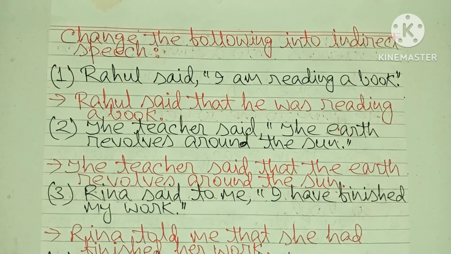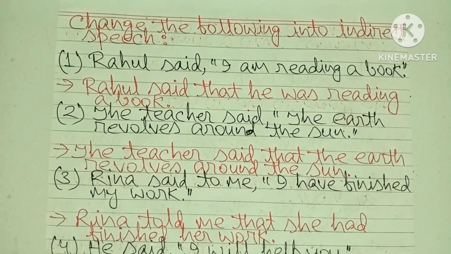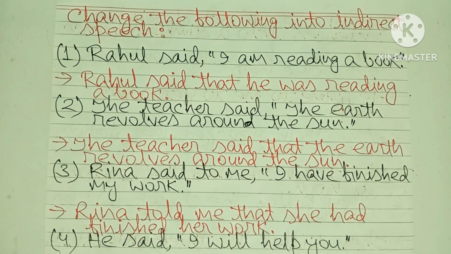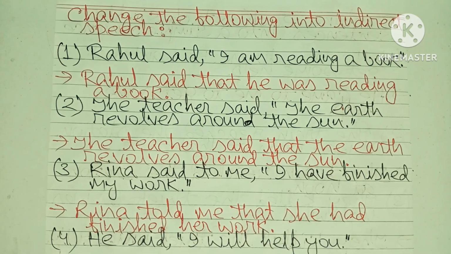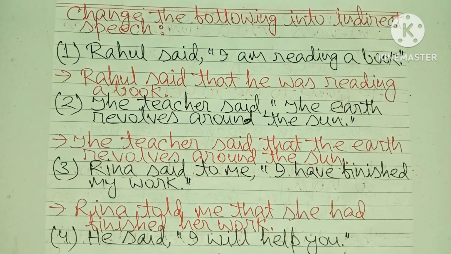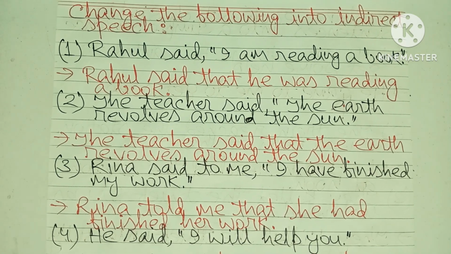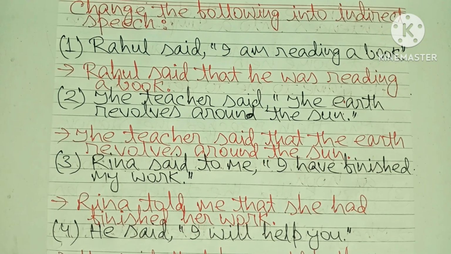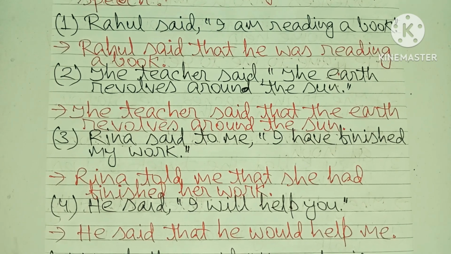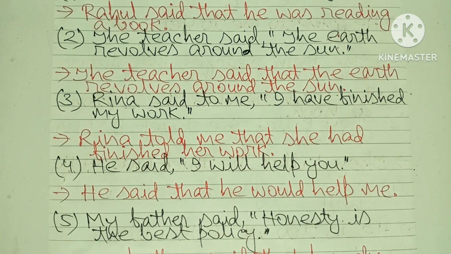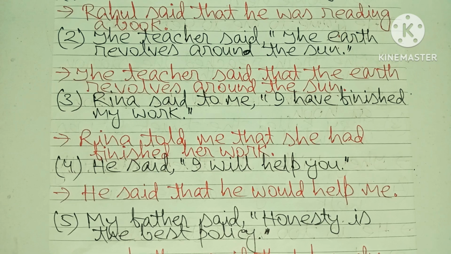Change the following into indirect speech. Number 1. Rahul said, "I am reading a book." Answer. Rahul said that he was reading a book. Number 2. The teacher said, "The earth revolves around the sun." Answer. The teacher said that the earth revolves around the sun.